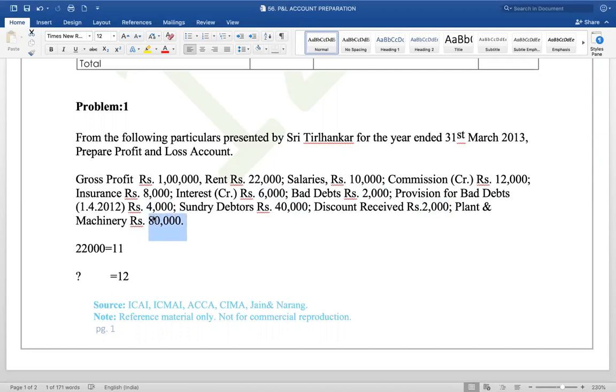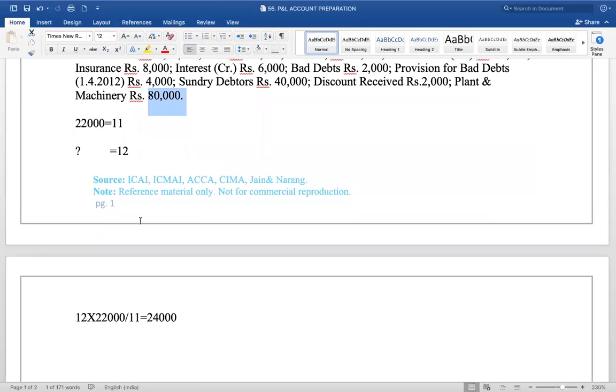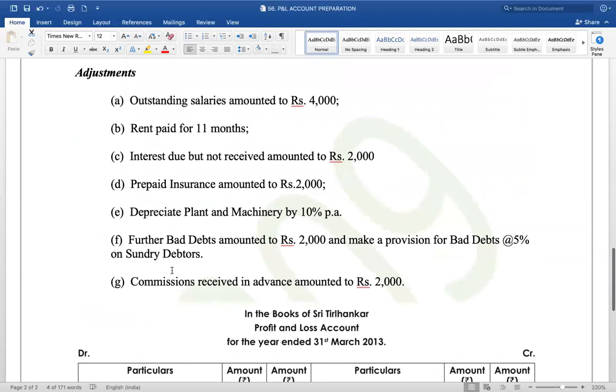This is the problem. Now these are the calculations I have made. I'll explain this. Now, in addition to this, you have adjustments given. This is called additional information. Now, what is this additional information? Outstanding salaries amounted to 4,000.